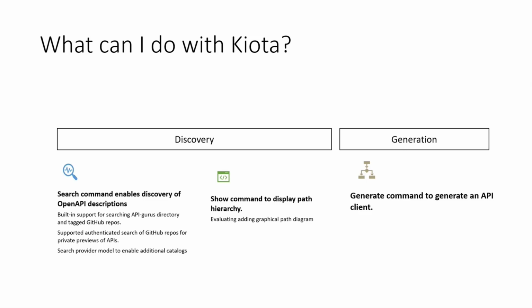We have the ability, as part of the discovery experience, to show you the path hierarchy. And I'm going to show you that later on. It's really, really cool, where you can actually see what the API looks like, so you can make decisions on which areas of the API you really care about. And finally, it's very simplistic. There's more to that in Kiota, but search, show, and then generate. Take that API that you really care about, and generate an API client. That will generate in a couple of languages that you have access to: C#, TypeScript, Python, Ruby, Java, a CLI experience, and I'm missing one. PHP, thank you very much, Vincent. And Go, there you go. We're going to show you all that in the demo.